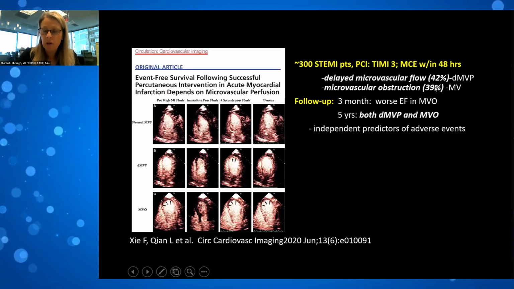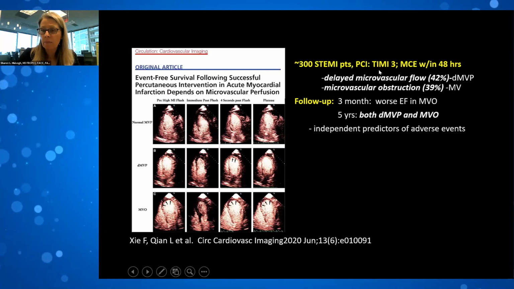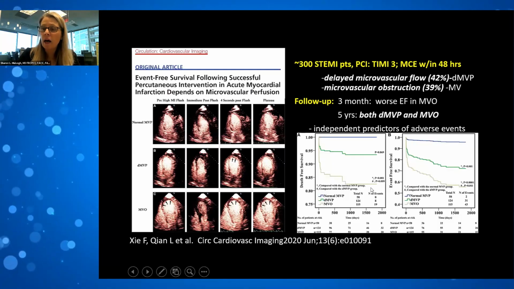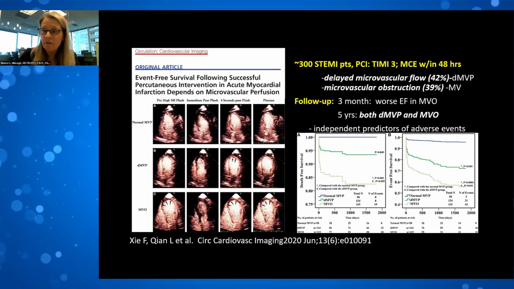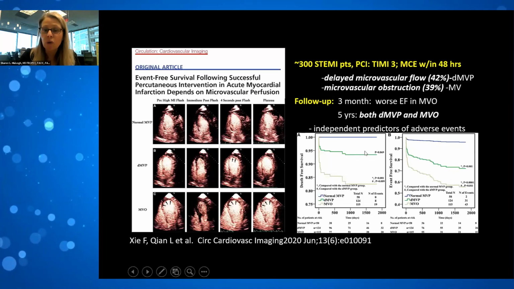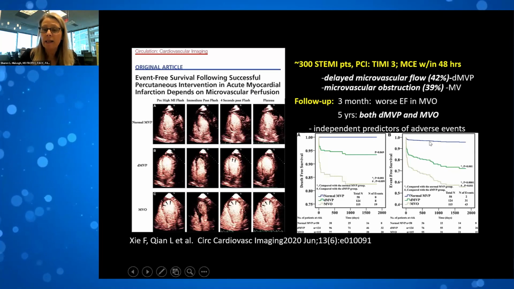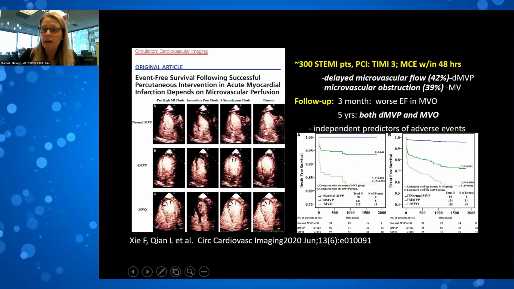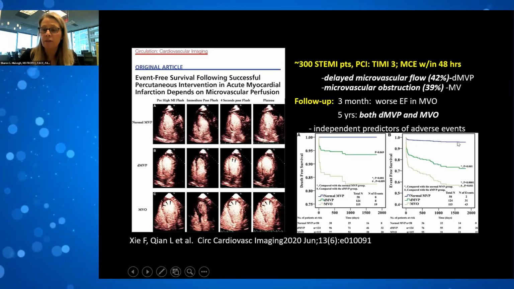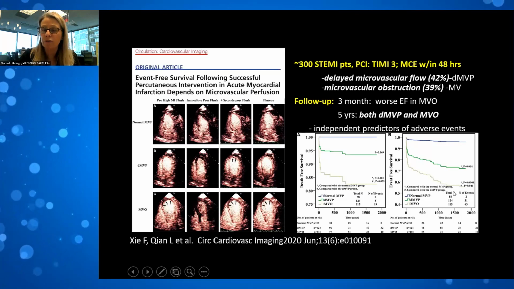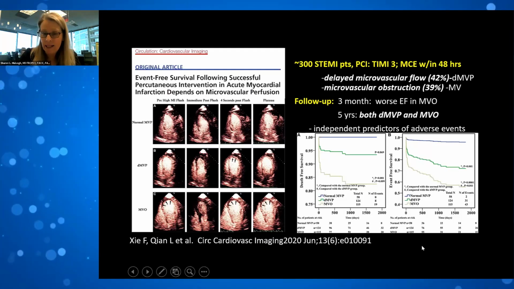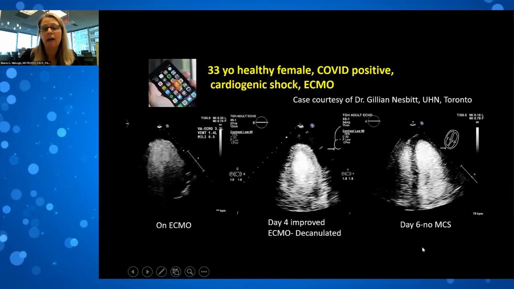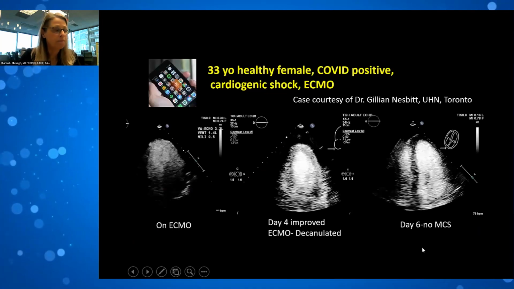microvasculature after PCI in patients and trying to understand why some of our patients, despite the fact that they have a patent vessel, do not recover. And the predictive ability of contrast perfusion echo to differentiate these patients, if there's normal perfusion versus abnormal perfusion, is just amazing. And so this can be extremely helpful in that patient population.